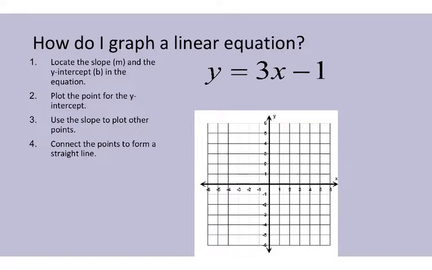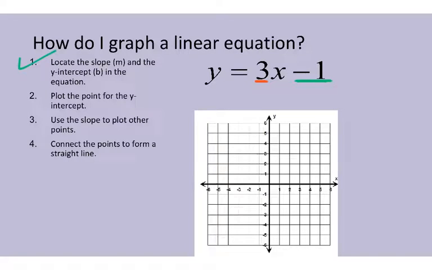The first thing I'm going to do is locate the slope and the y-intercept in the equation. I'm going to mark the slope with orange, and that's 3. That's the steepness of my line. And then I'm going to mark my y-intercept with green. So I found both of those pieces of information. y equals 3x minus 1.